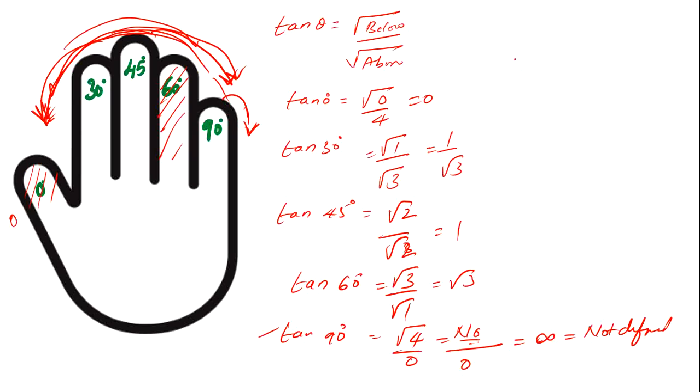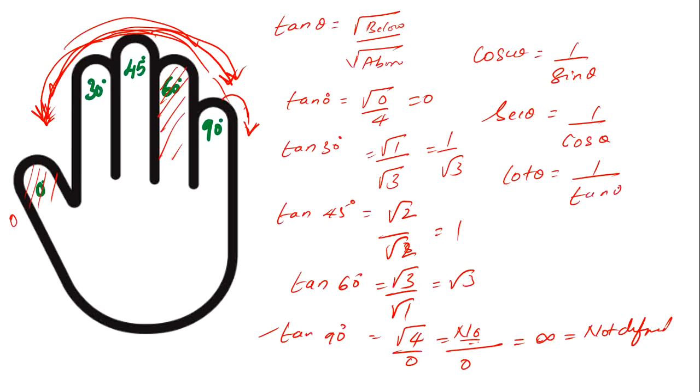The same way you can identify cosec, because cosec is the reciprocal of sin theta, sec is the reciprocal of cos theta, and cot theta is the reciprocal of tan theta. By practicing 2 or 3 times, you will be able to get the trigonometric ratios without memorizing, just the answers at your fingertips.